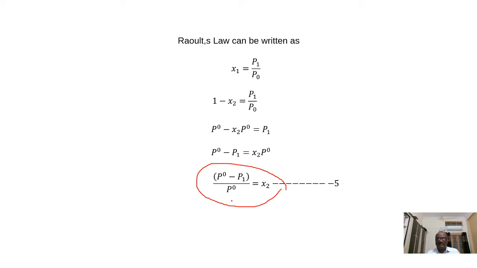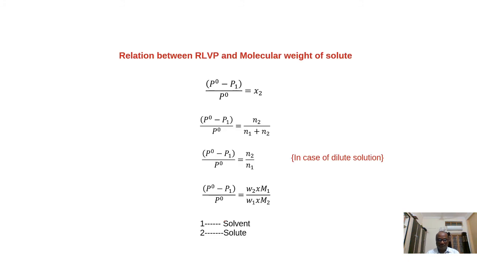So defining Raoult's law is a very important question. Raoult's law is defined as: RLVP, meaning relative lowering of vapor pressure of a solution, is exactly equal to the mole fraction of solute. X2 is the mole fraction of solute, whereas X1 is the mole fraction of the solvent. So we want to determine the molecular weight of the solute with the help of RLVP. Let us see the relation between the relative lowering of vapor pressure and the molecular weight of solute.